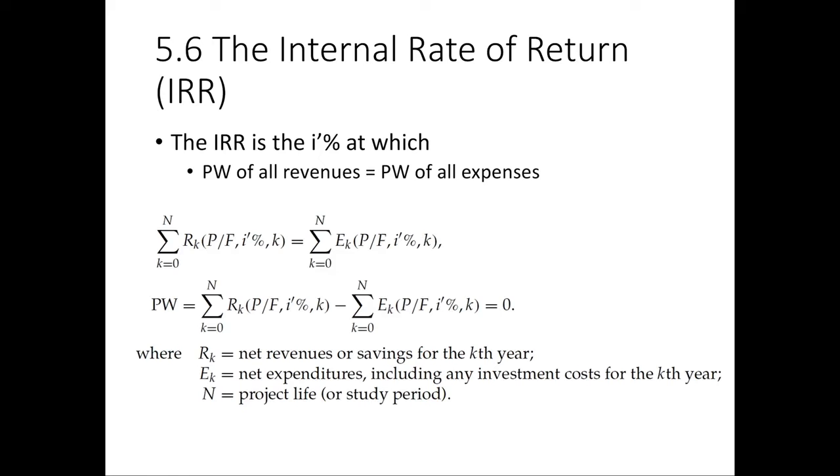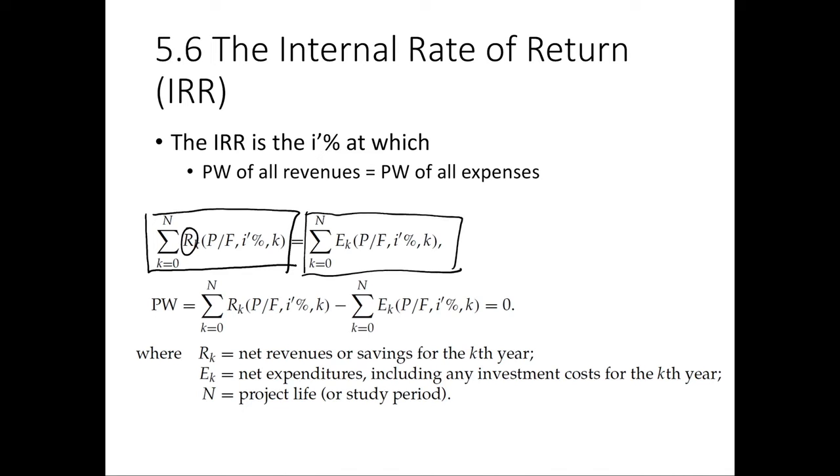And here is just the equation I was talking about. On the left side, this is all the present worth of your revenues. R is revenue. And on the right side, it is the present worth of all your expenses. So you want to make your expenses recovered by the revenue, which means you want to make these two sides equal to each other. Okay? And this is how you calculate the unknown i prime.